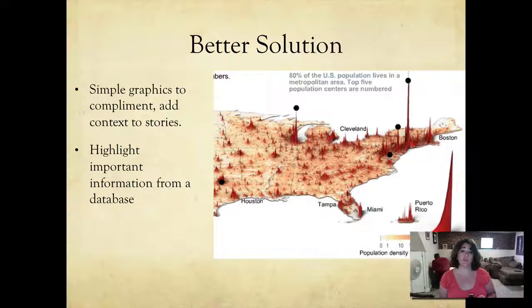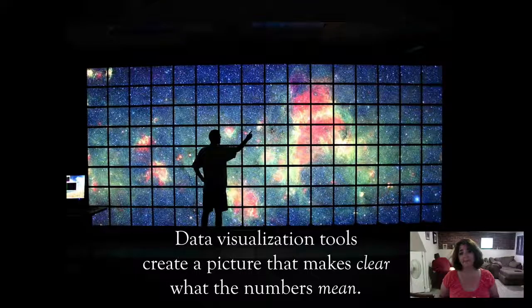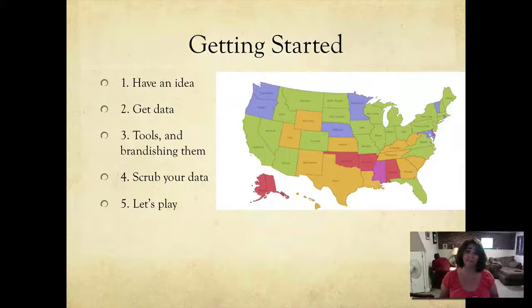We know that because we have some context. We don't really understand everything about the numbers in this map, but we do understand the idea that it's trying to convey, and it's giving us the highlighted importance of a data set. These data visualization tools, and I've given you quite a few of them in the iTunes U course, are going to create a picture that makes clearer to the viewer what exactly the numbers will mean to them.